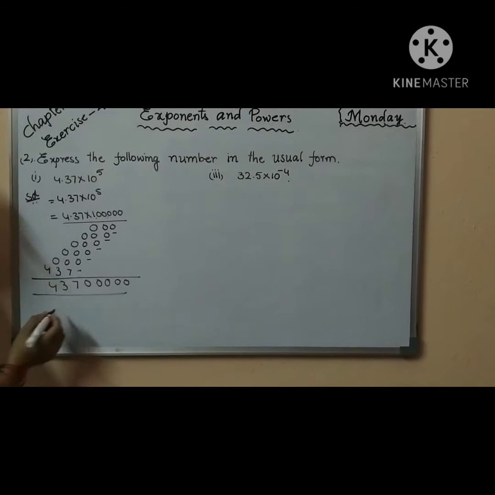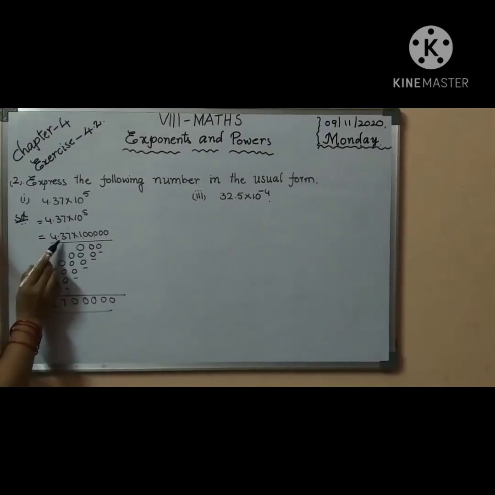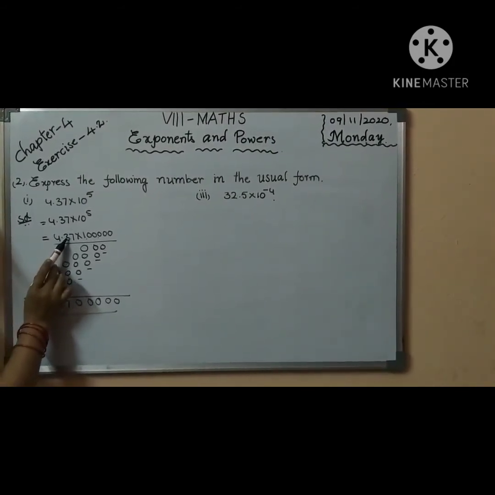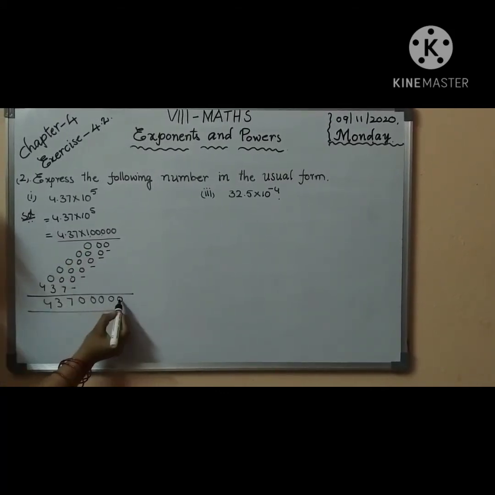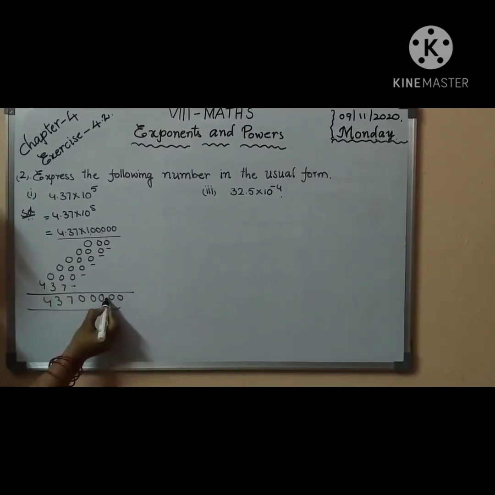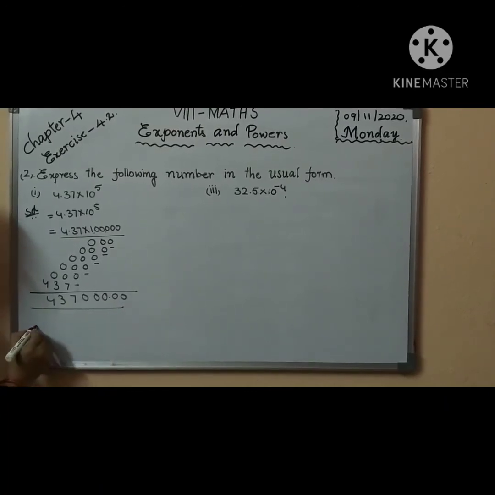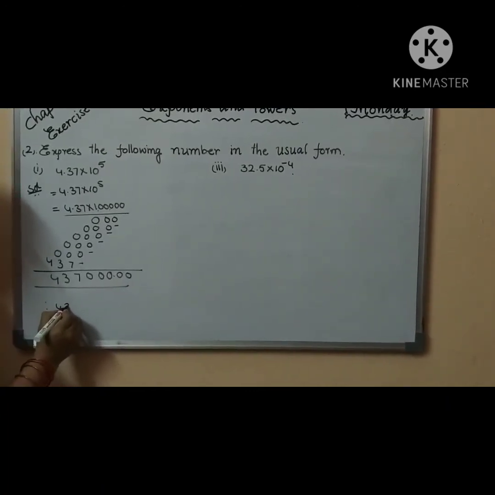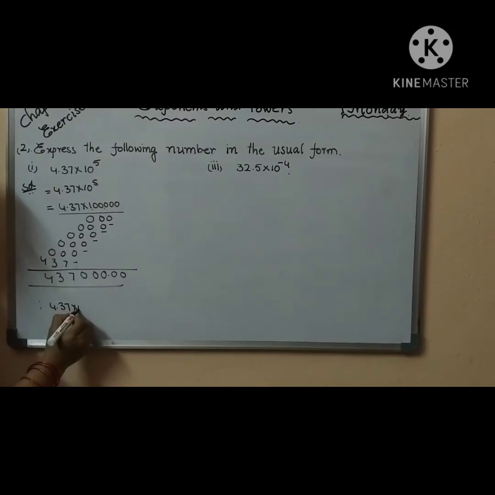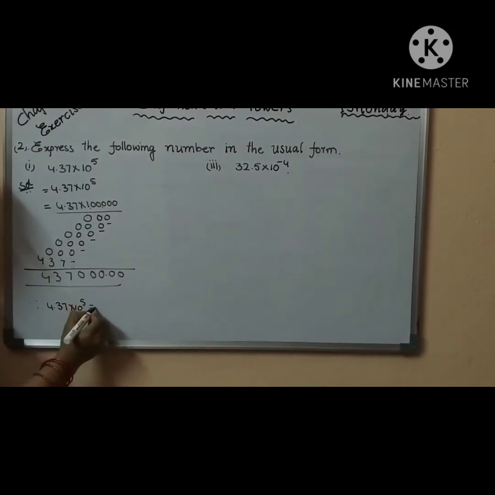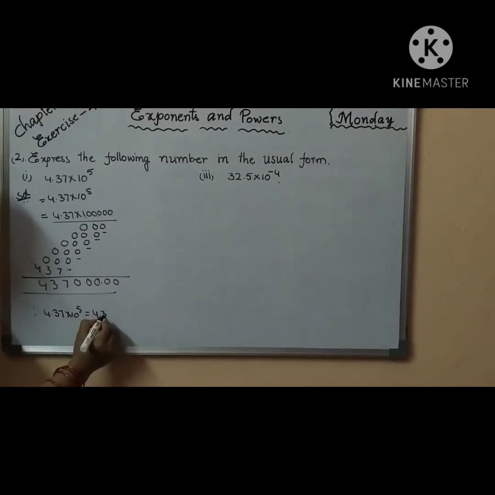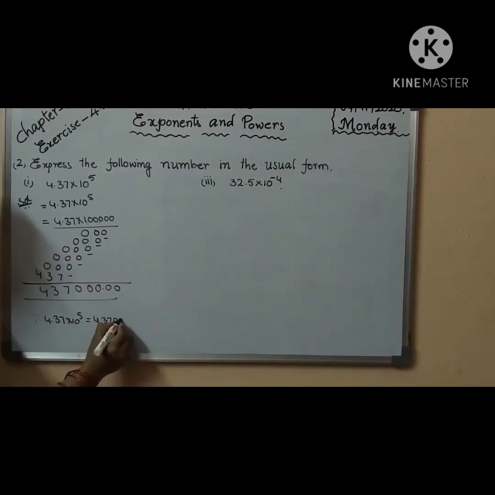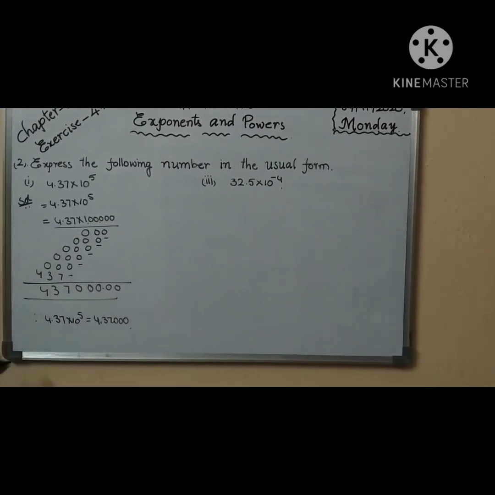Here in this problem 4.37, because after the point 2 digits are there, counting from the left side onwards 1, 2, we keep the point. Therefore 4.37 into 10 power 5 equal to 4,37,000. It is a usual form.